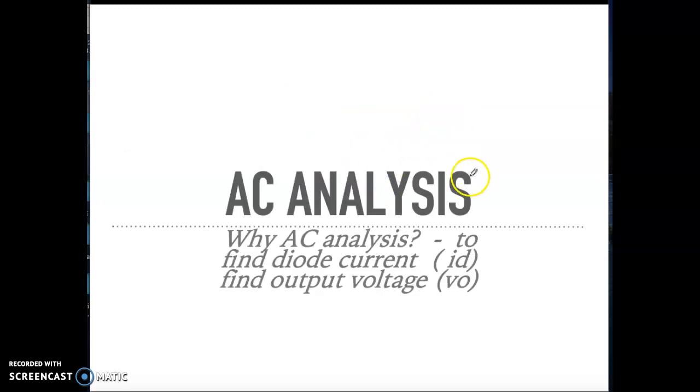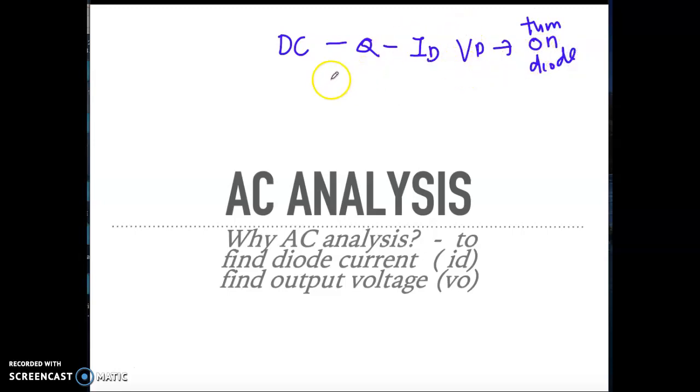So for today, we will learn about AC analysis of the diode. What is actually AC analysis? Let's recall back DC analysis. Your aim is to find the Q point. Why do you want to find this Q point? What is the Q point? It is the ID and the VD value to turn on the diode, because diode is an active component.